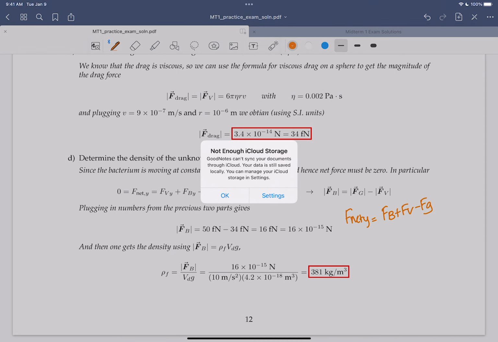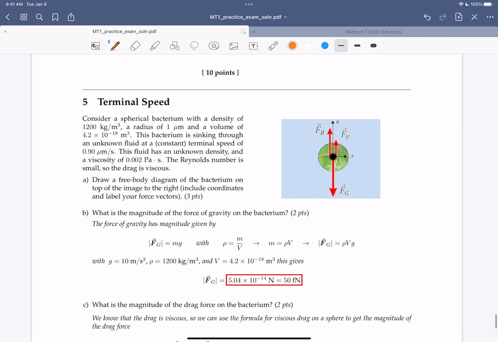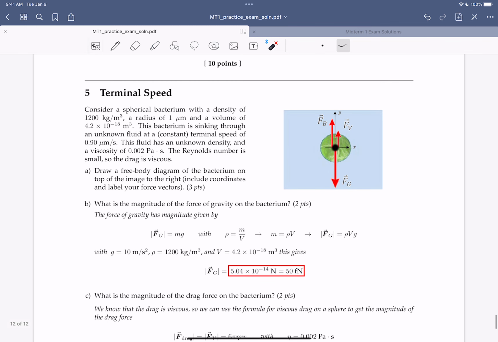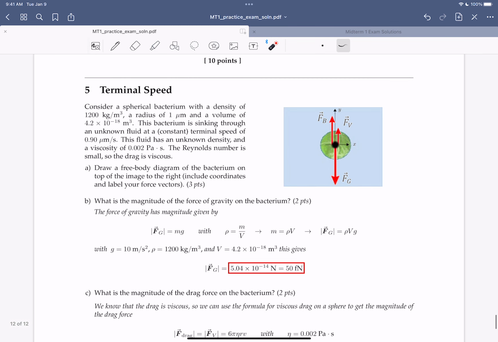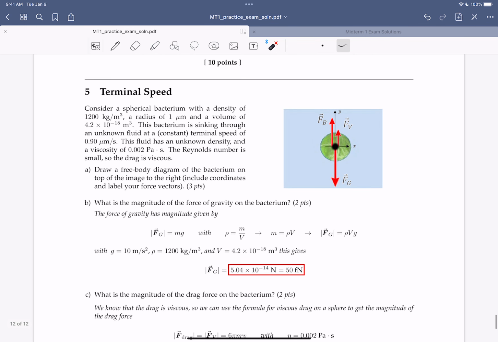And then that's equal to 0 because this thing is what? I think they said it was floating. It's sinking through an unknown fluid, okay. Drag is viscous. And, okay. Yeah, they said it was moving with constant velocity. Yeah, and it's because they said it would reach the terminal speed. So terminal speed is just going to be the final speed that it reaches. It's the maximum speed. It's going to continue moving on with that speed.